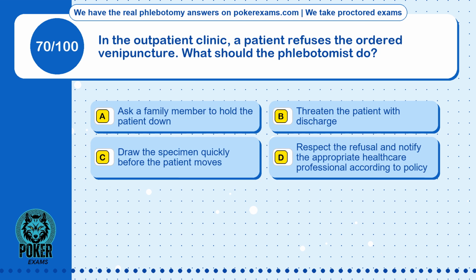Question 70. In the outpatient clinic, a patient refuses the ordered venipuncture. What should the phlebotomist do? Option A. Ask a family member to hold the patient down. Option B. Threaten the patient with discharge. Option C. Draw the specimen quickly before the patient moves. Option D. Respect the refusal and notify the appropriate healthcare professional according to policy.